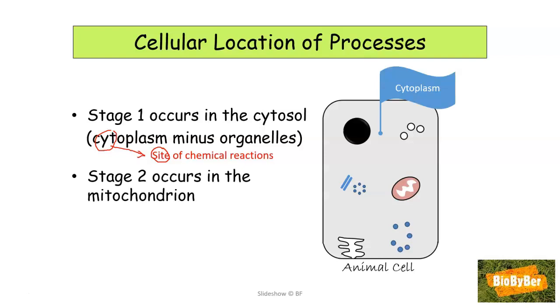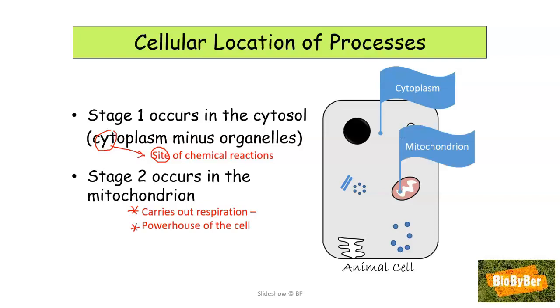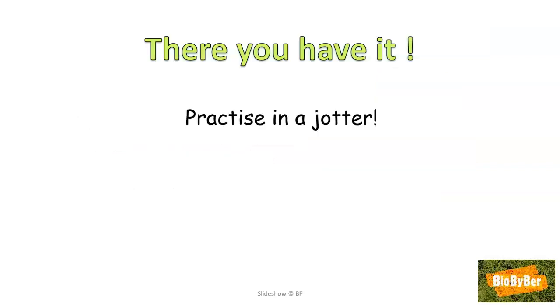Stage 2 occurs in the mitochondrion, and again, this ties in with what we've learned before. We've learned in our study of cell structure that the function of the mitochondrion was to carry out respiration, that it was the powerhouse of the cell. Now we understand why, because a large amount of energy is released when glucose is completely broken down to carbon dioxide and water in aerobic respiration. And there you have it. Practice in a jotter.